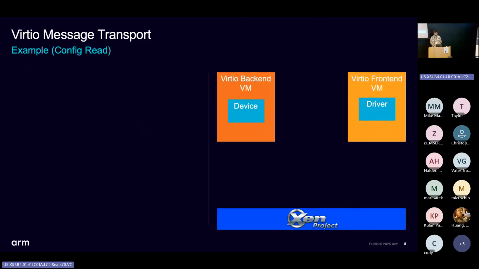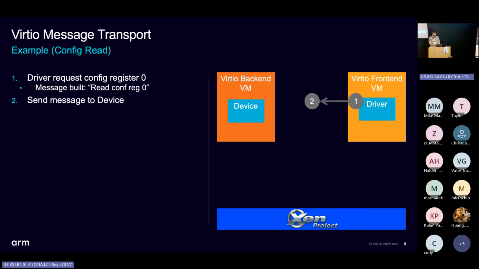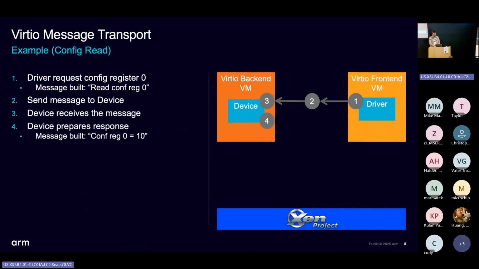In our previous scenario, when the driver wants to access a configuration register, it will build a message: please give me the value of configuration register 0. This message is sent to the device backend. The device backend receives the message and generates an answer: configuration register 0 value is 10. It sends the message back to the driver, and the driver receives the value 10.